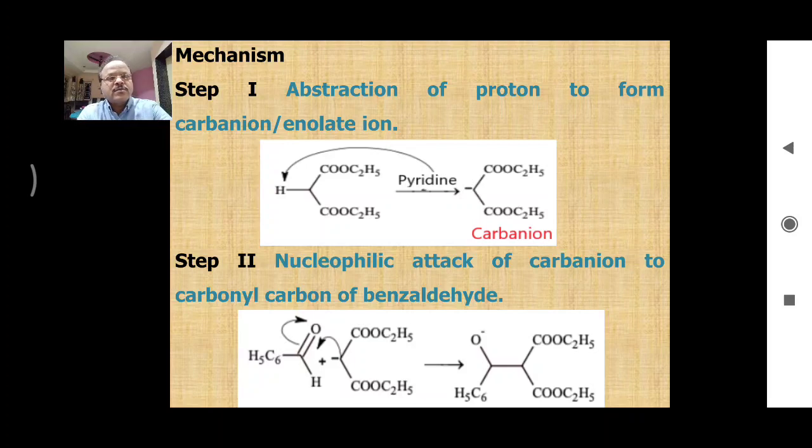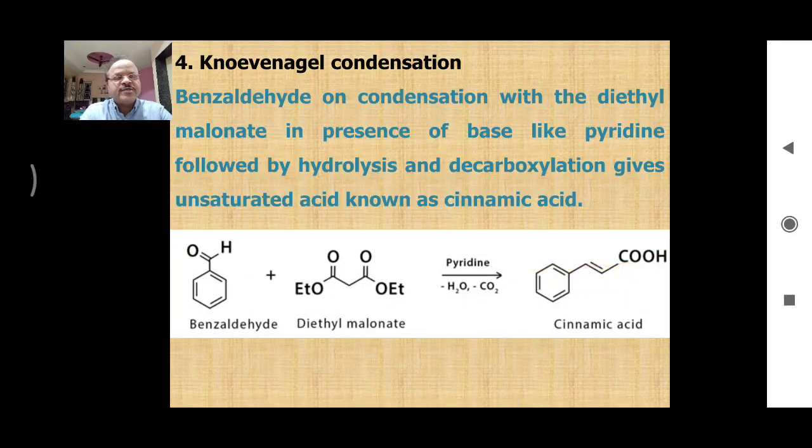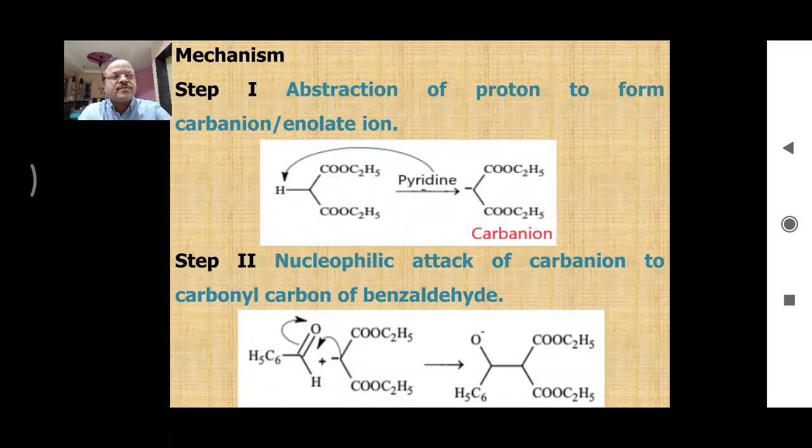So the second step of the mechanism of this reaction is nucleophilic attack of the carbanion on the carbonyl carbon of benzaldehyde. As we have mentioned, carbonyl carbon is always electron deficient, and whenever a carbanion comes in contact with such a carbonyl compound, that carbanion attacks nucleophilically at this carbonyl carbon. So this is the negatively charged carbon from the carbanion that attacks nucleophilically at this electron deficient carbonyl carbon, and there is shifting of this pi electron towards this oxygen.